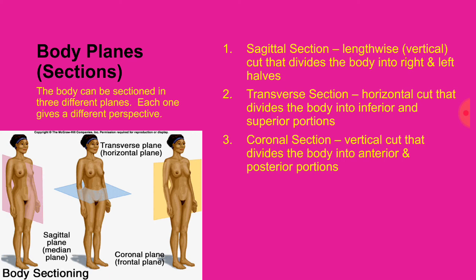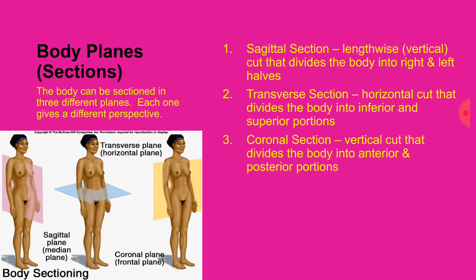Second one is the transverse section. It is a horizontal cut that divides the body into superior portion and inferior portion, uppermost portion and lowermost portion. That type of sectioning is called a transverse section. It is also called the horizontal plane or transverse plane, and the sectioning is called a transverse section.